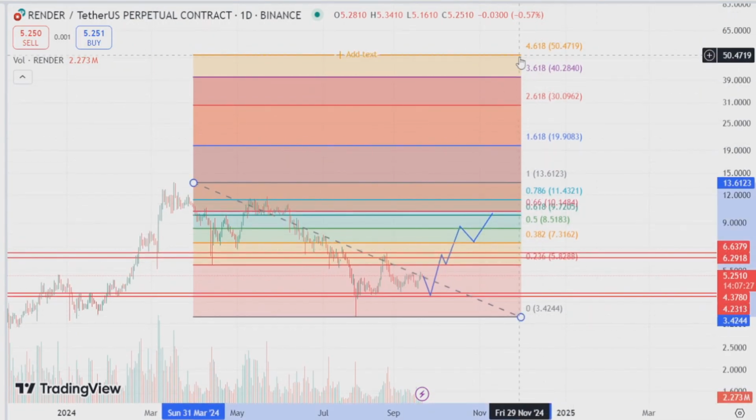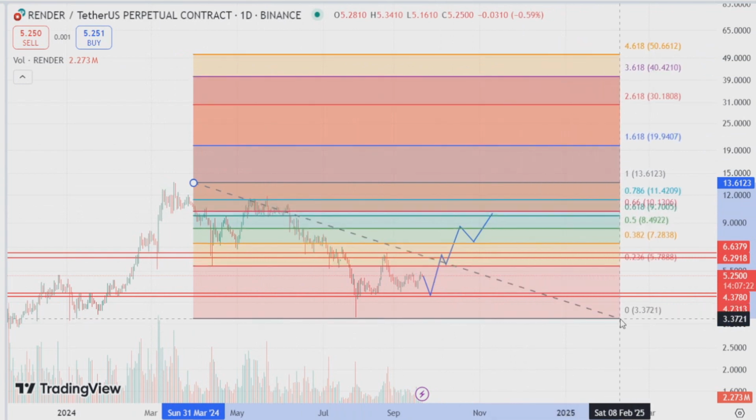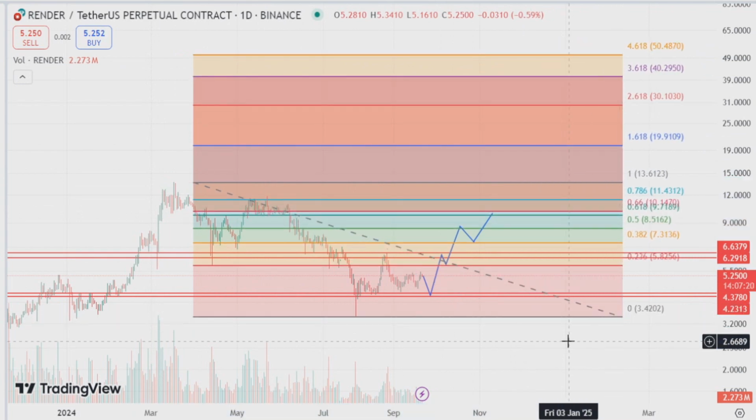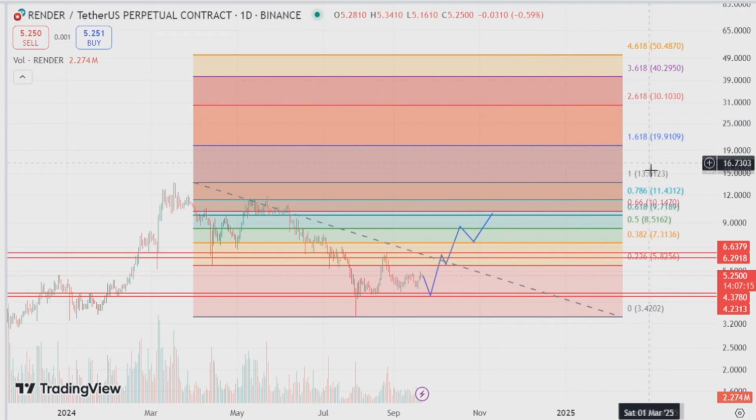So if we just make this a little bit bigger so we can go even further on the notes which I'm making. This is where the real thing happened. The 1.618 after Render breaks its all-time high, very important. The 2.618, the 3.618 and the 4.618, which could definitely be the Render top. And this is excluding retail hype. If retail gets very hyped, it could just go straight to the moon.